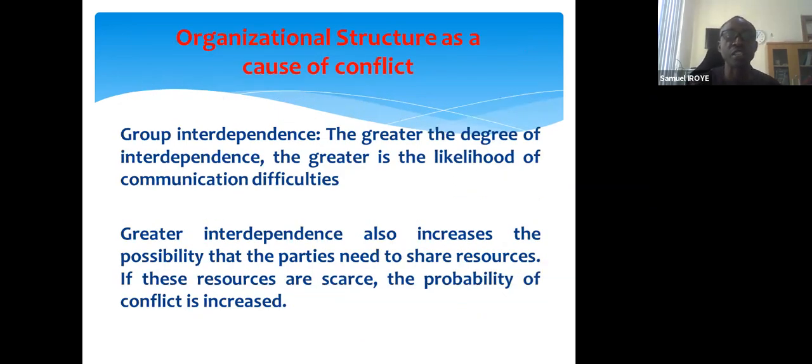Organization structure can cause conflict, particularly in different ways, like group interdependence. The greater the degree of interdependence, the greater the likelihood of communication difficulties. The more people depend on each other, the more likely there is to be conflict, because as long as we are relating with each other, there will always be one thing or the other causing problems, maybe because of scarce resources, because of needs that are not being met, and so on and so forth.